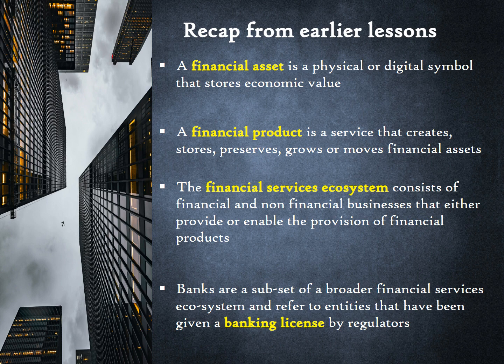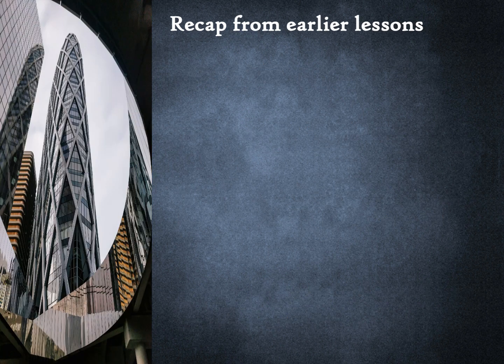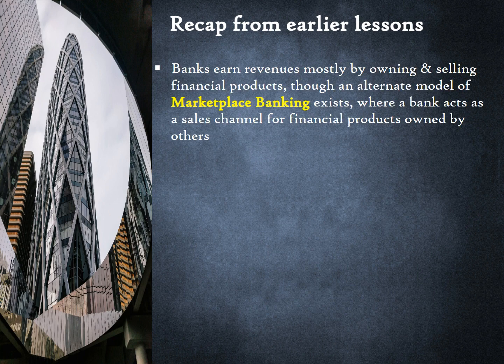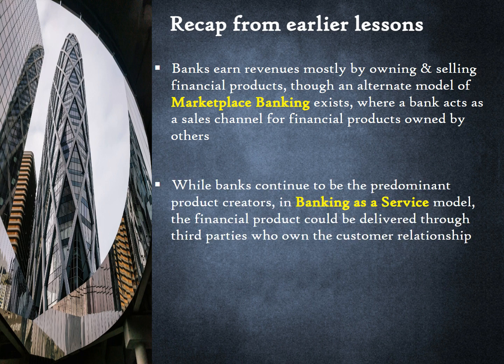We learnt that banks are a subset of the financial services ecosystem who have a banking license. We learnt that banks earn revenues mostly by selling financial products that they own as against enabling sale of financial products owned by others. However, in the marketplace banking model, the bank acts as a channel for products owned by others. We also learnt that while banks continue to be the predominant product creators, in banking as a service model, the financial product can be delivered by third parties who own the customer relationship. Banking as a service and marketplace banking are thus antipodal to each other.